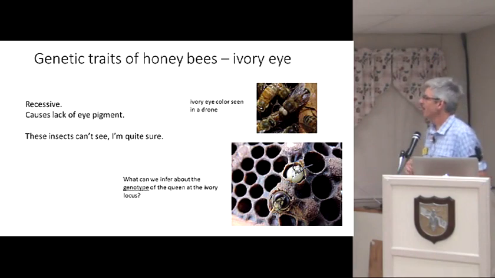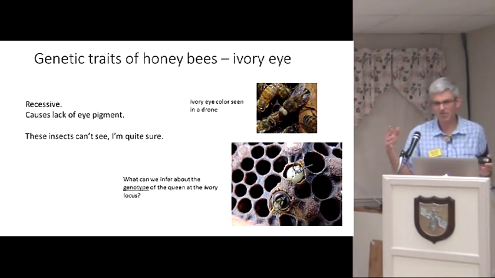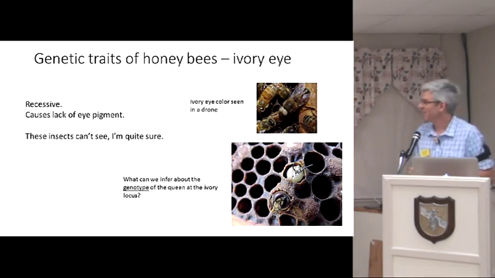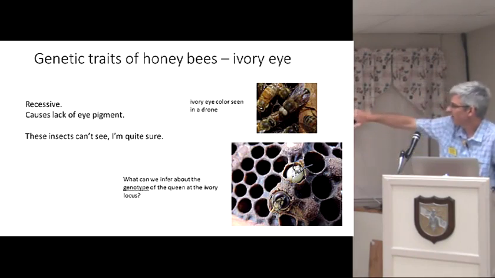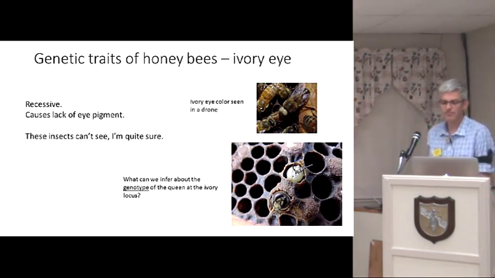So there's an ivory eye color. And I believe this is similar to the white gene, presumably in fruit flies. Maybe it's a similar thing. I think they're blind, which is fine in the hive, right? You don't really need to see, but they're probably not very good at mating without being able to see. And here's one right next to the other coming out, an ivory eye one. That was interesting, I thought.